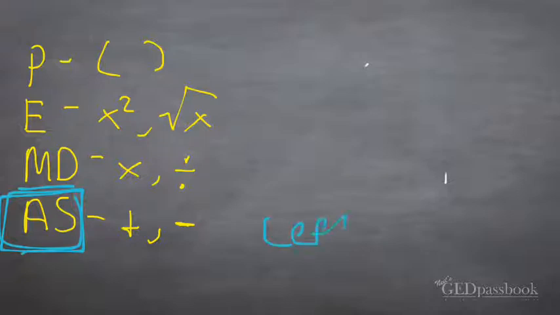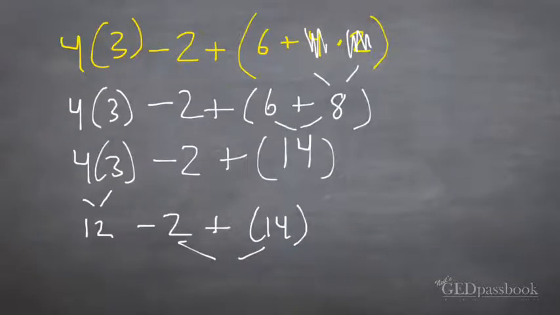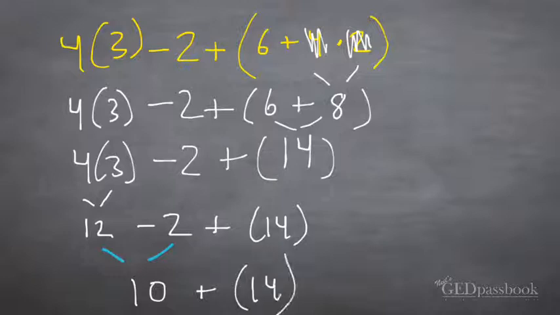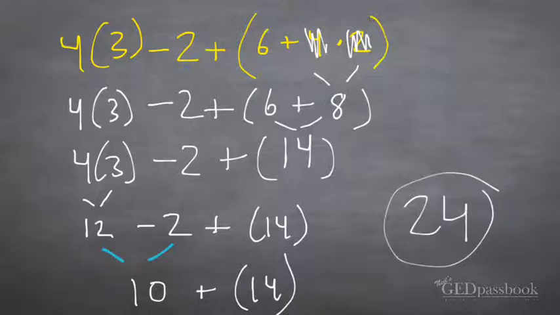From left to right. So, which one came first? The addition or the subtraction? So I got to do this first. What's 12 minus 2? Bring everything else down. Now, what's 10 plus 14? 24 is your answer.